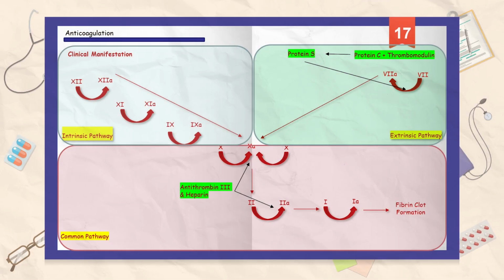So this analogy parallels that of the common pathway of the coagulation cascade, where the common pathway will eventually lead to the formation of the fiber mesh, and just like how the two train paths will eventually cross with each other.